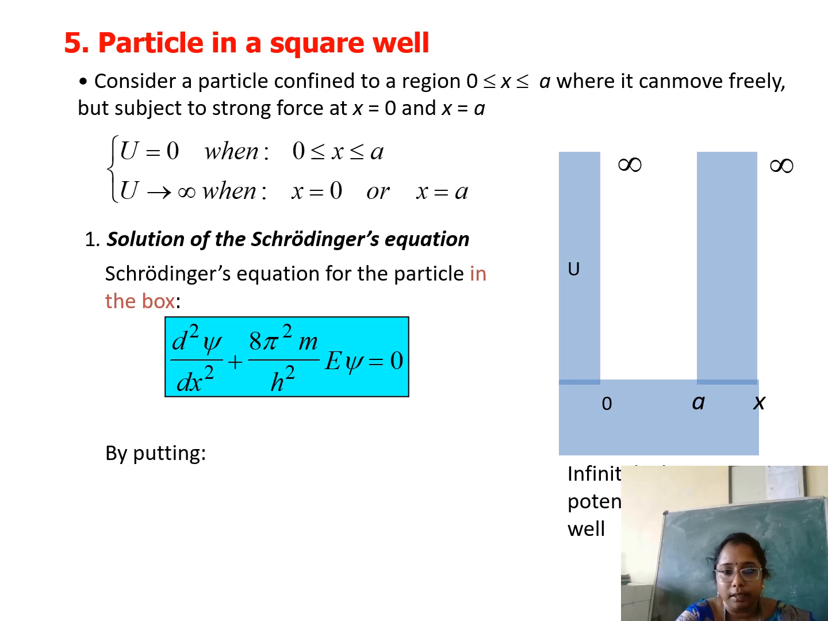If the particle crosses the potential walls, that means U tends to infinity, the potential energy will be infinity, which we can't define. So the limits are x = 0 and x = a.